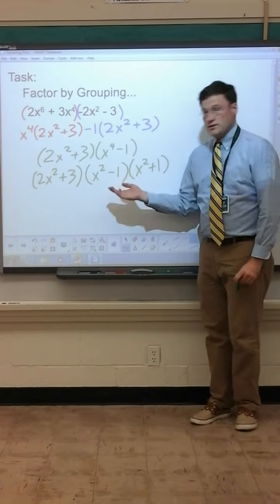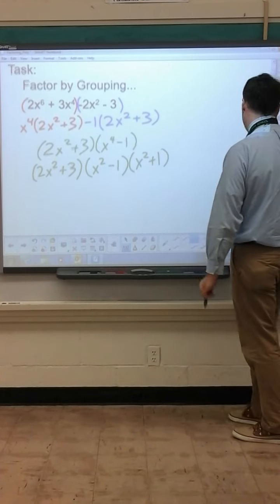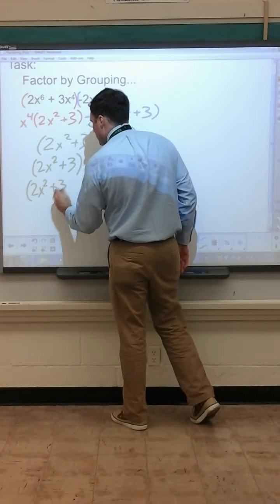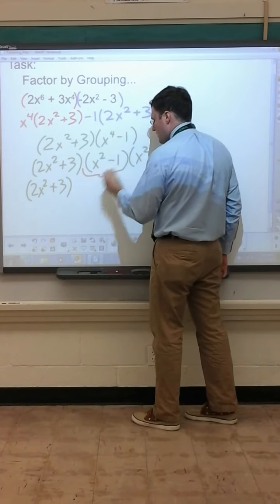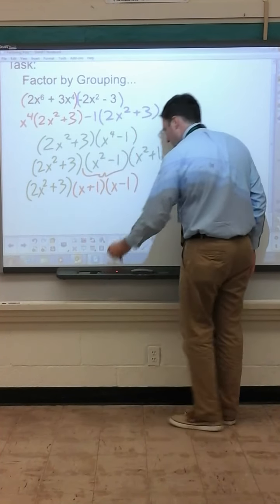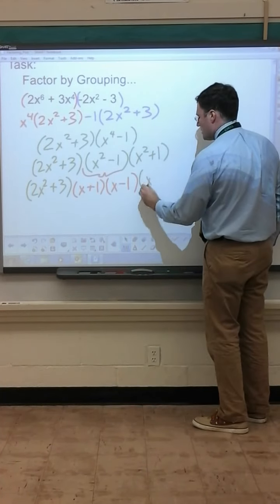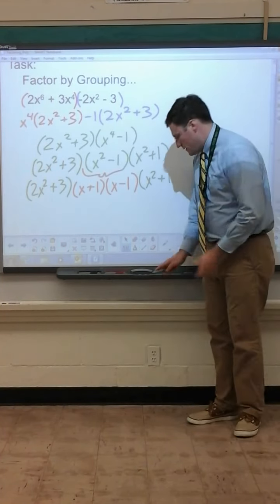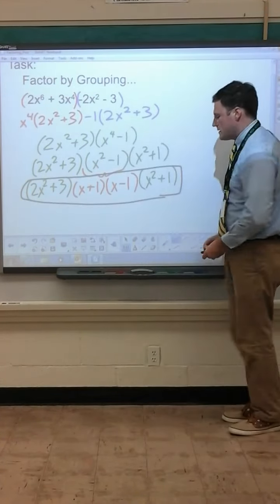Well, that's interesting because we actually end up right here with another difference of perfect squares, so we can factor that again. So we'll just bring down our 2x squared plus 3. We factor this, let me highlight that with red, as x plus 1, x minus 1. This is a sum of perfect squares, so we can't factor that. It has to be a difference of perfect squares. And there we go. That's completely factored at this point. Put a box around this just to show that's our answer.